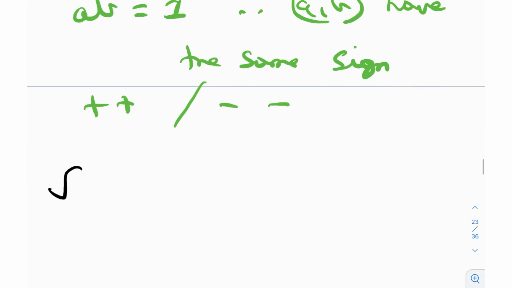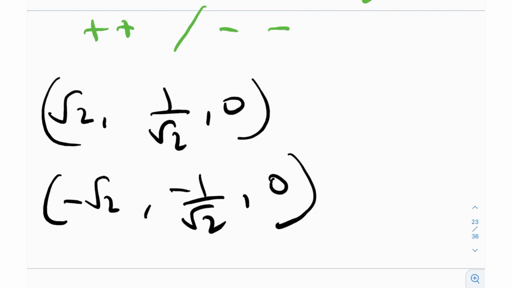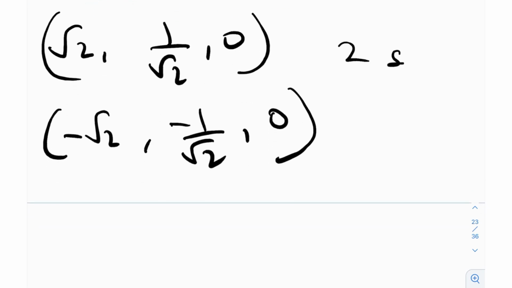We have root 2, 1 by root 2, 0. This is one solution. And the second would obviously be the negative of this: negative root 2, negative 1 by root 2, and 0. So these are the two solutions, and these are the only two solutions. So yes, I hope that was quite an interesting interpretation of this question.